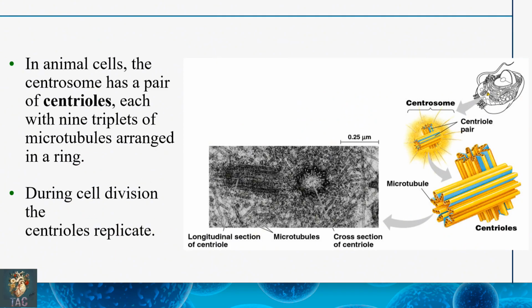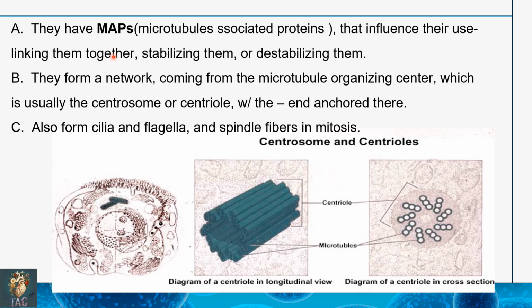In animal cells, the centrosome has a pair of centrioles, each with 9 triplets of microtubules. Here you can see these 9 triplets of microtubules. In this diagram, you can see the cross section, and in this diagram, the longitudinal section. Just before cell division, in the S phase, they also replicate. They have microtubule associated proteins that influence linking them together, stabilizing or destabilizing them. They form a network coming from the microtubule organizing center, which is usually the centrosome or the centriole, where the negative end is anchored.